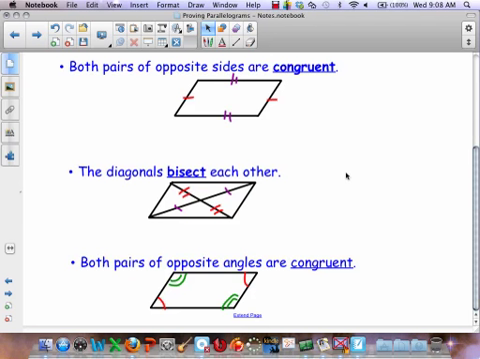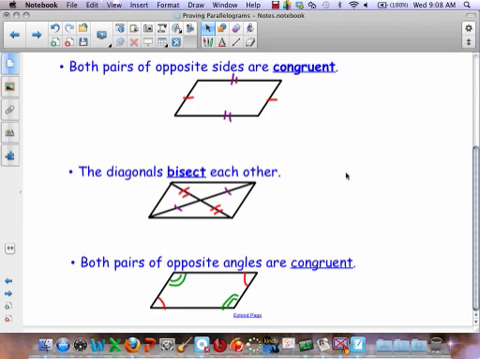Yes, Gary? Would all these factors work for, say, a rectangle, or a square, or a rhombus? Since those are all parallelograms, yes. Now, this won't guarantee that it's a rectangle, but it will guarantee you that it is a parallelogram.